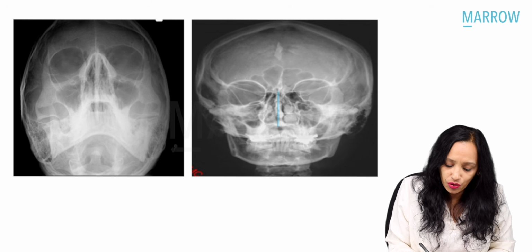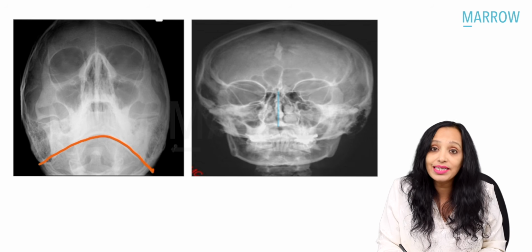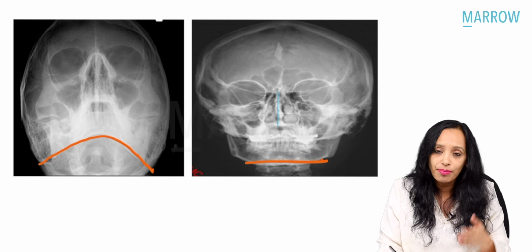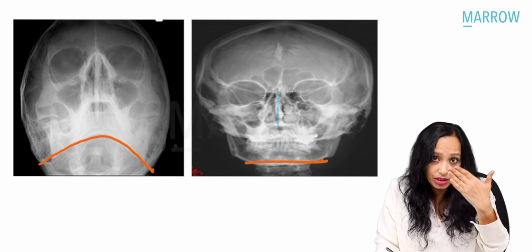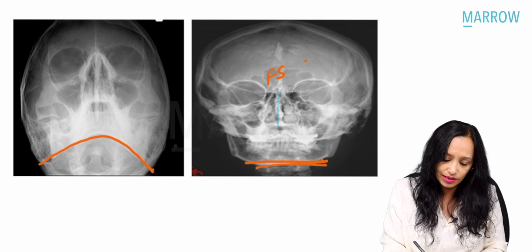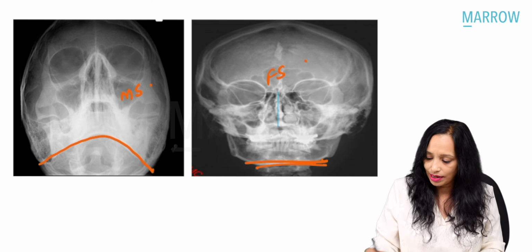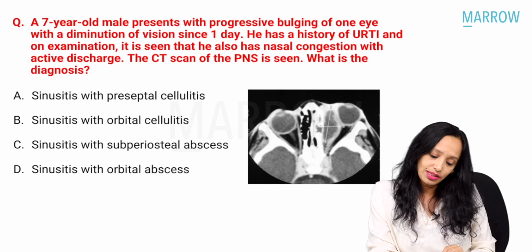Yes, in Waters view, you will see the mandible like this, like the inverted U, whereas in Cadwell view, because the nose and the forehead are touching the film, it will appear straight, and here you can see the frontal sinuses very clearly, here you can see the maxillary sinuses very clearly. So again, this was a question this year.